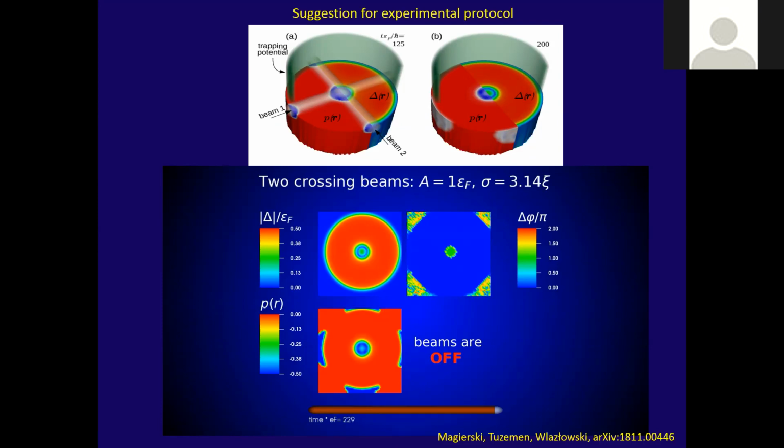Anyway, the experimentalists were not happy with our suggestion because they thought that we heat up the system considerably using these two crossing beams. So we were discussing with the group in Florence, we probably should look for some other way to create it experimentally.